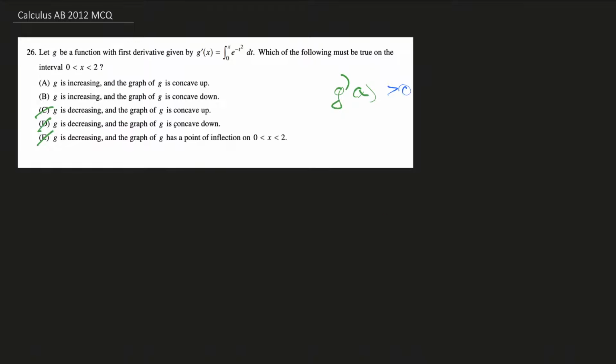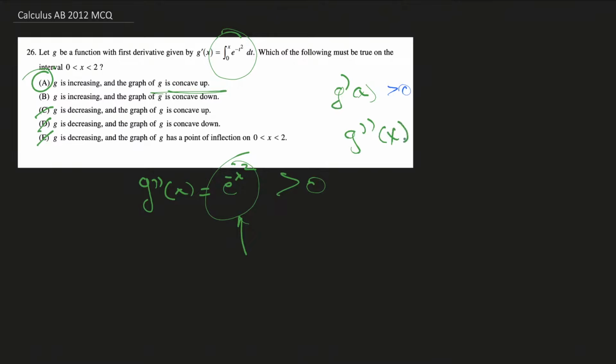Now, what about whether it's concave up or down? If I take the derivative of this again, the second derivative, then it is negative e to the negative x squared. Same thing. If I plug in any number from 0 to 2, this value is always positive. So this is always greater than 0, which would again imply g is concave up. Because g double prime of x is always greater than 0, this implies concave up. This implies it's increasing. So it's A.